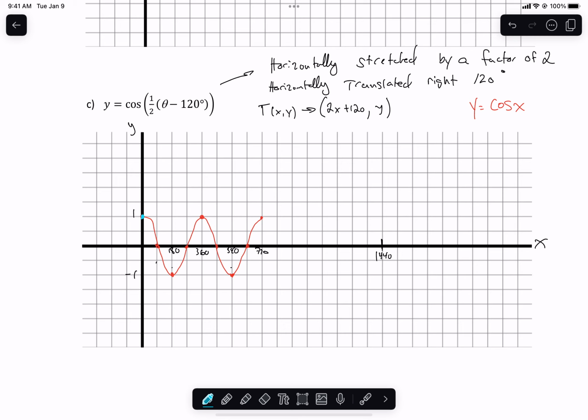0, that's going to stay there. That's going to go to there. 180 is going to go to 360. 360. Oh.